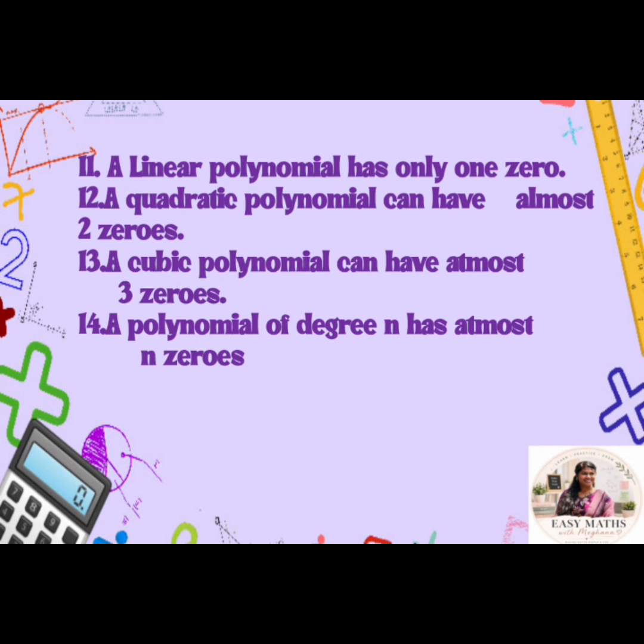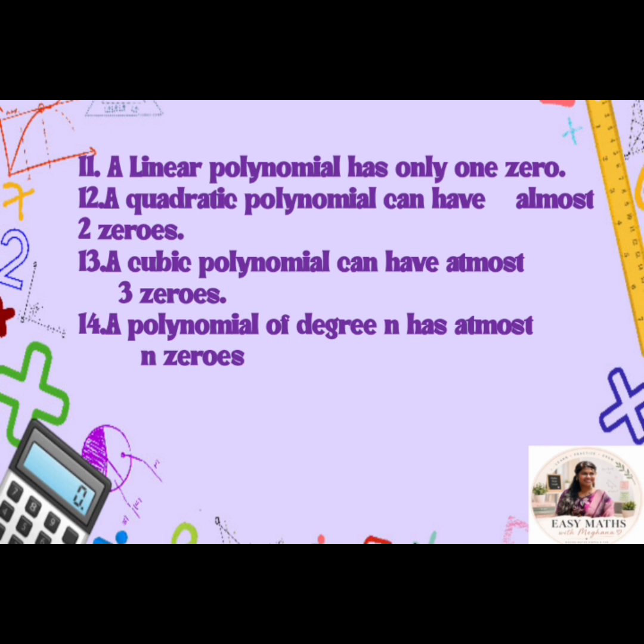Linear polynomial has only one zero. A quadratic polynomial can have at most two zeros. A cubic polynomial can have at most three zeros. A polynomial of degree n has at most n zeros. So this is regarding zeros of the polynomial.